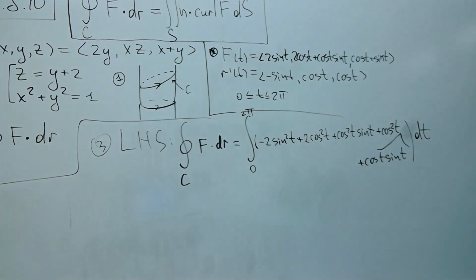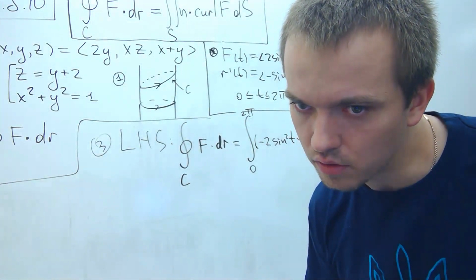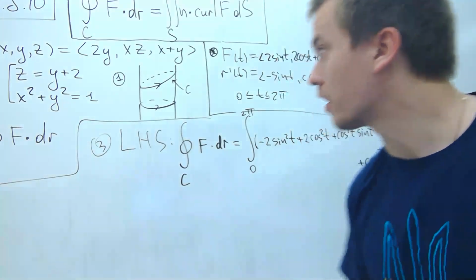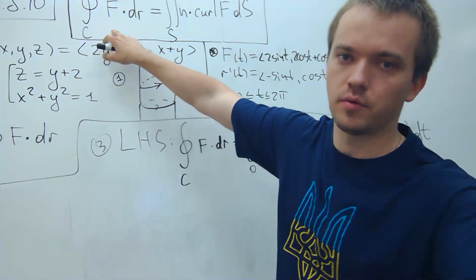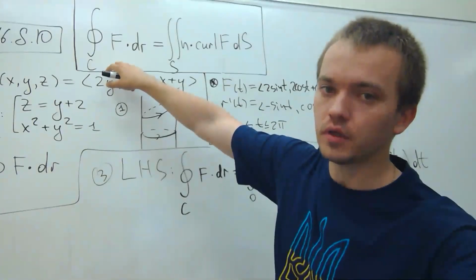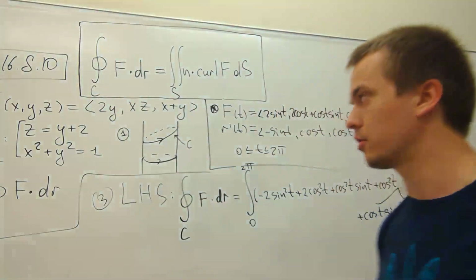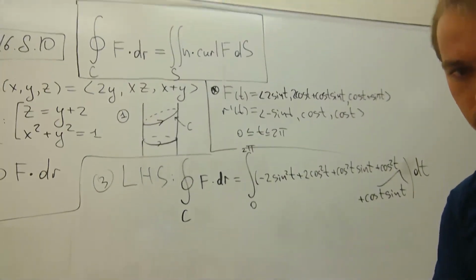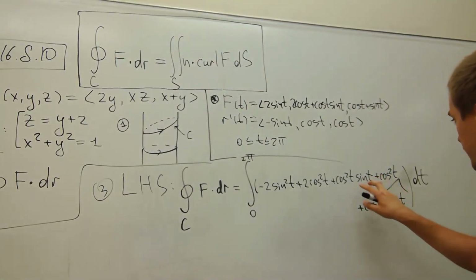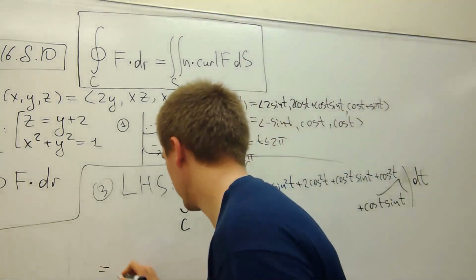Okay, so can we simplify anything here? In this problem, we are asked to compute the integral on the left-hand side. So what I'm going to do is compute the integral on the left-hand side, and then we're going to do the computation on the right-hand side, and we will see what we get. Okay. So here, let's check if we can simplify something. I believe no. So let's just rewrite my integral.